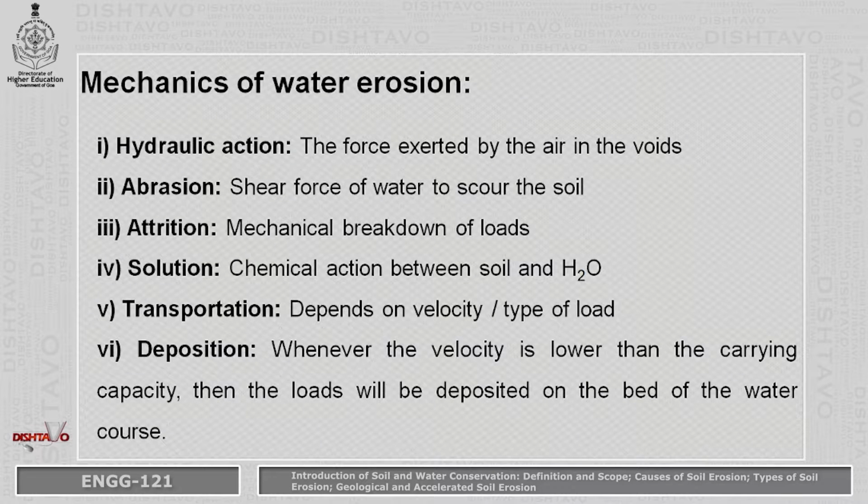Mechanics of water erosion. The water erosion takes place in 6 steps. First is the hydraulic action, which means the force exerted by the air in the voids. Second one is the abrasion, meaning the shear force of water to score the soil. Here the scoring of the soil happens in the second stage. Third is the attrition, meaning the mechanical breakdown of the loads. Fourth one is the solution. Whatever soil is detached from the surface will mix in the water and will form a chemical solution. And finally, that solution will be transferred from one place to the other place. This transportation also depends on the velocity and the type of load.